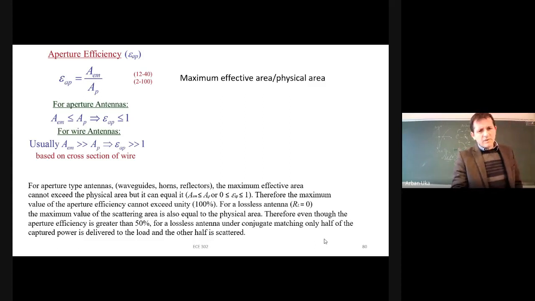And we see some notes at the bottom side of the slide. So for aperture type antennas, which would be waveguides, horns, reflectors, the maximum effective area cannot exceed the physical area, which we mentioned. So for a lossless antenna, the maximum value of the scattering area is also equal to the physical area. Therefore, even though the aperture efficiency is greater than 50%, for a lossless antenna, under conjugate matching, only half of the power is delivered to the load.